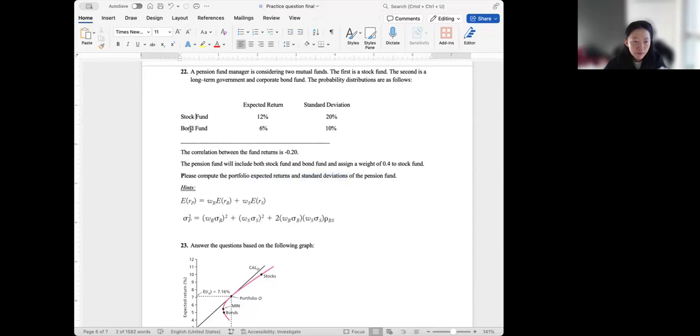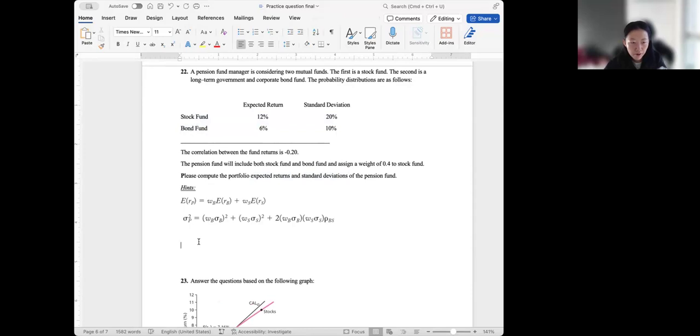So the pension fund will invest into both the stock fund and the bond fund. They will invest 0.4, so 40% in the stock fund and then 60% in the bond fund. So we can just follow the formula here and calculate the portfolio return. RP equals 0.4 times the stock fund's expected return 12% plus 0.6 times 6%. And that equals 8.4%.